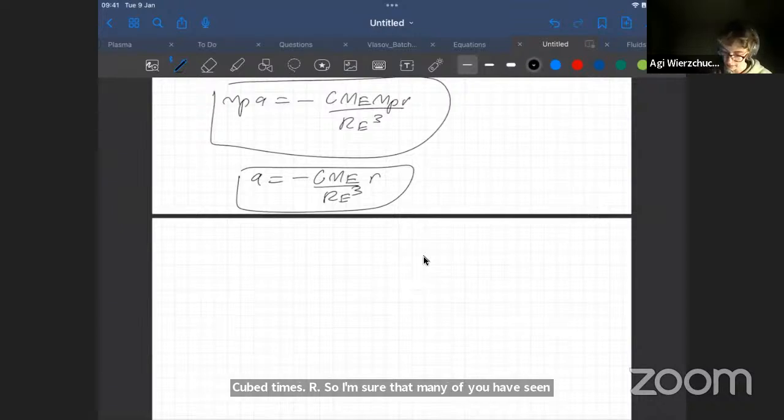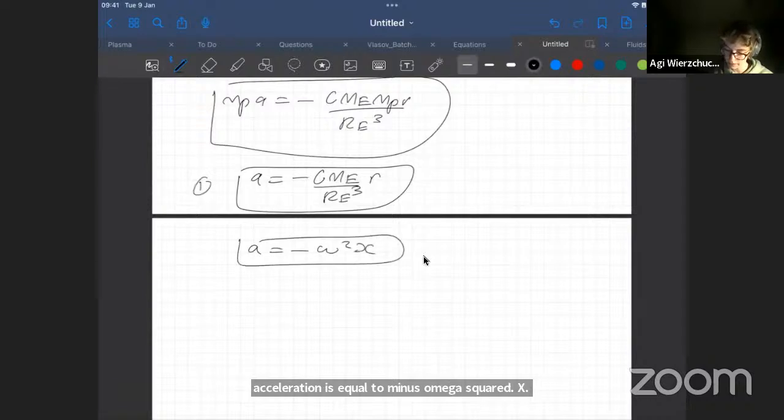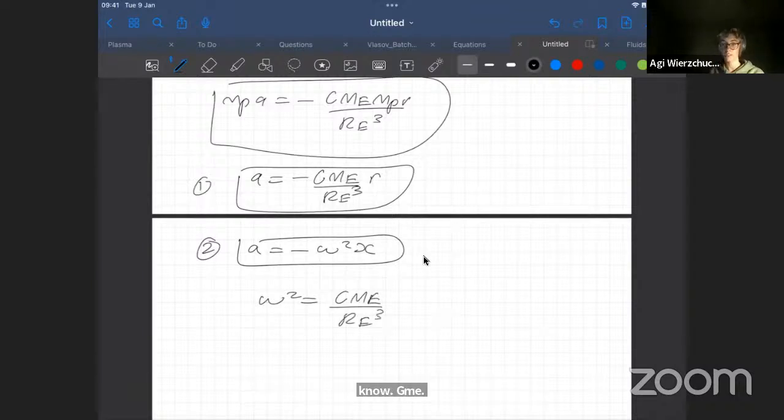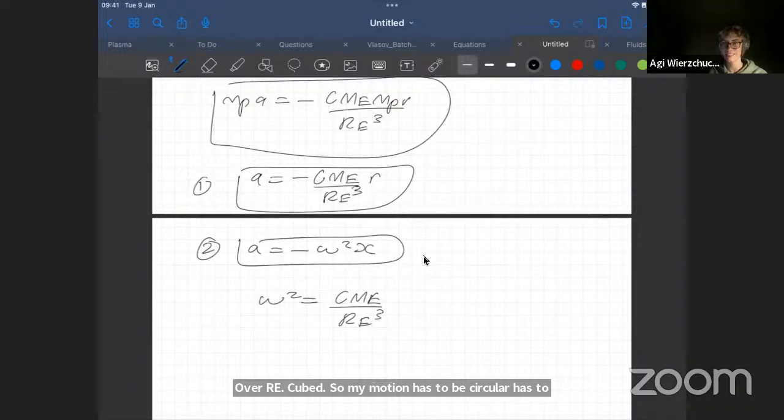So I'm sure that many of you have seen the equation that completely governs circular motion. In terms of circular motion, the acceleration is equal to minus omega squared x. So you can see that equation 1 and equation 2 are exactly the same as long as omega squared is equal to GME over RE cubed. So my motion has to be simple harmonic motion, because the equation has the form of a simple harmonic motion equation. Therefore, my motion is simple harmonic motion.